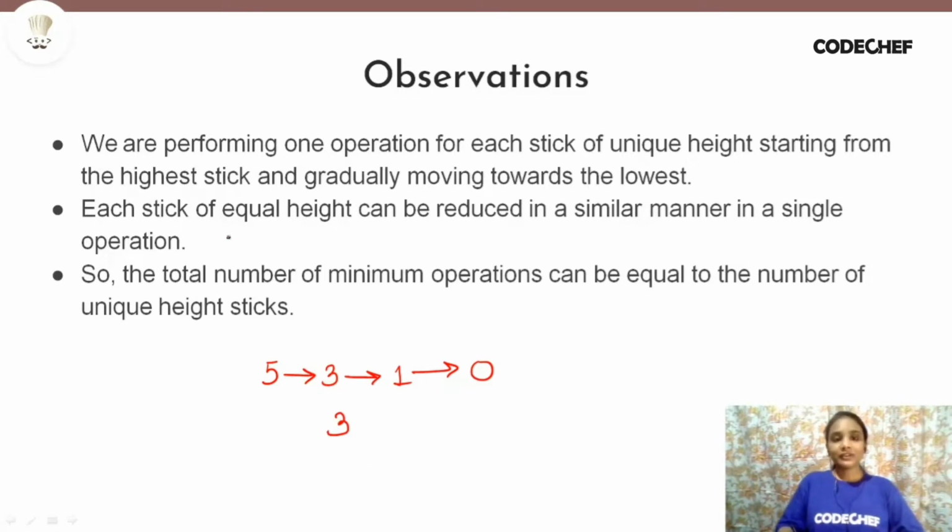Now what if we have sticks with equal height? So that was also explained in the example, that if we have equal heights, then we are performing the similar kind of operation for that stick. So that can be reduced in a single operation only. So we don't need to worry about that. We just need to find out the unique height sticks.